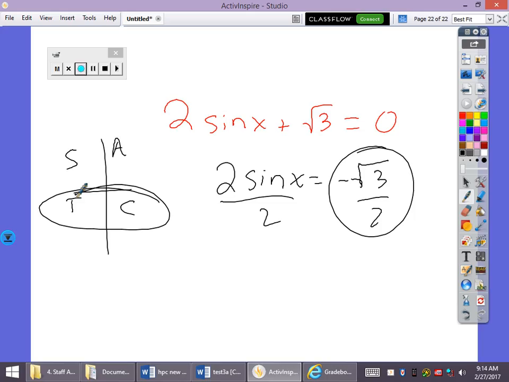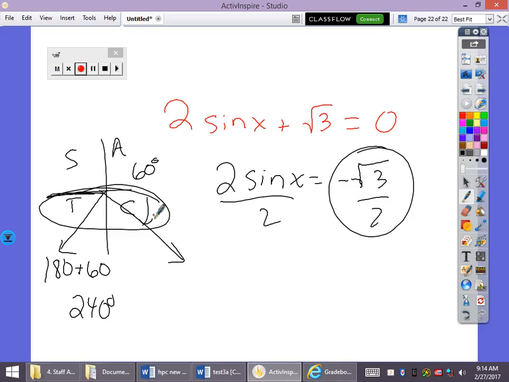60 degrees. But am I going to use 60? No. I have to find the 60 in these two neighborhoods. Right here, I went past the angle. So 180 plus 60 is 240. Here it's before the angle. So 360 minus 60, which is 300 degrees. Problem done. Questions, comments, and or concerns?